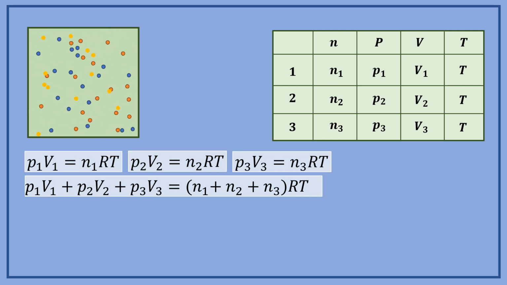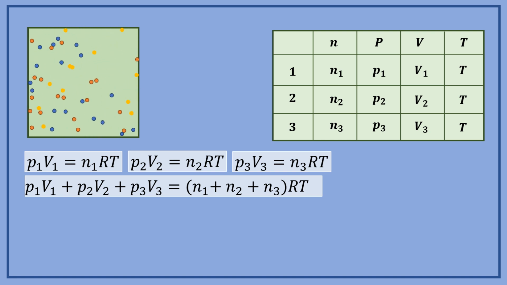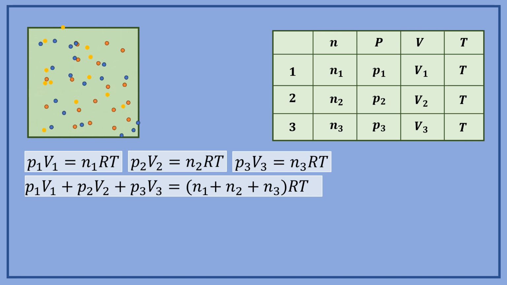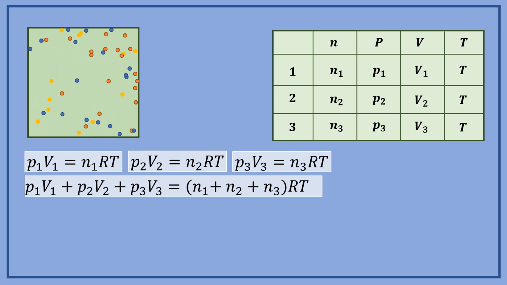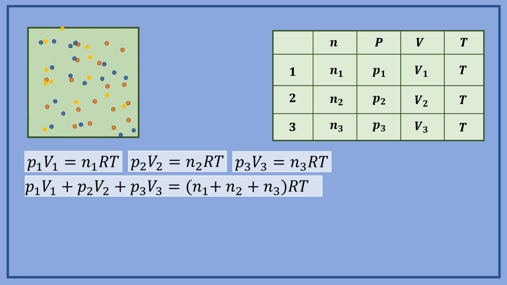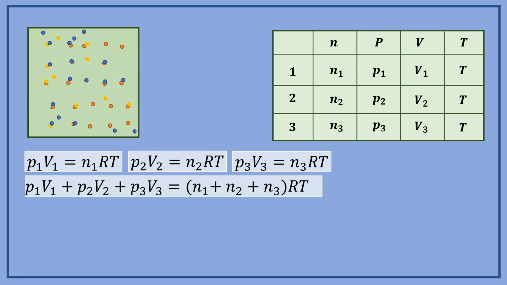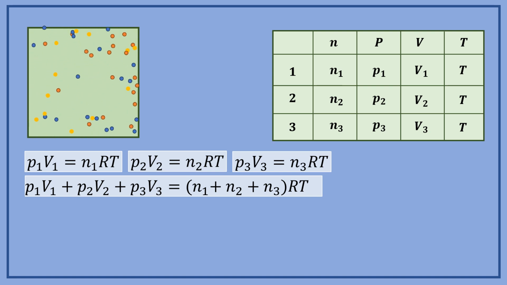Now, since these gases are kept within the same container and the volume of a gas is equal to the volume of the container, they will not have separate volumes within this container. Rather, the volume of each gas will be equal to the volume of the container. So we can replace V1, V2, V3 with V itself.